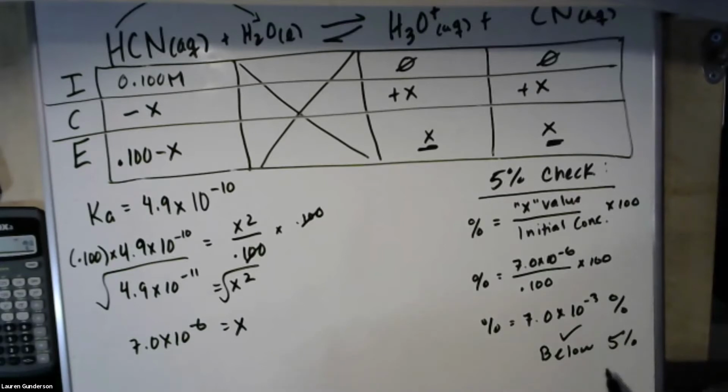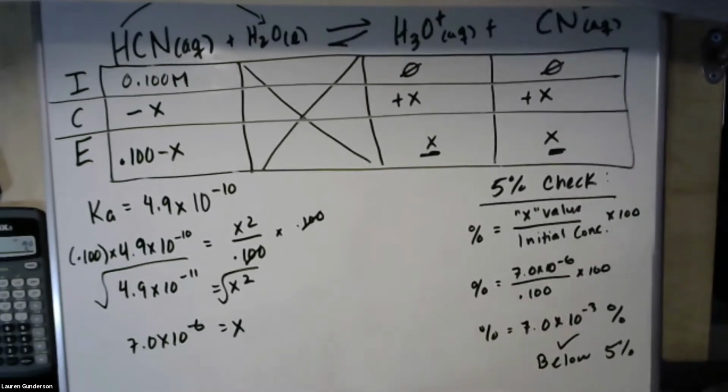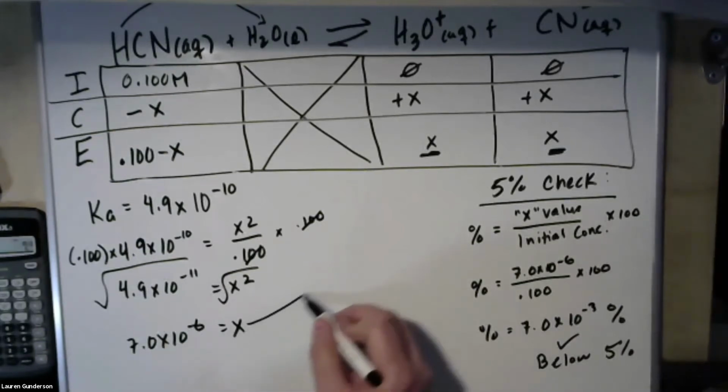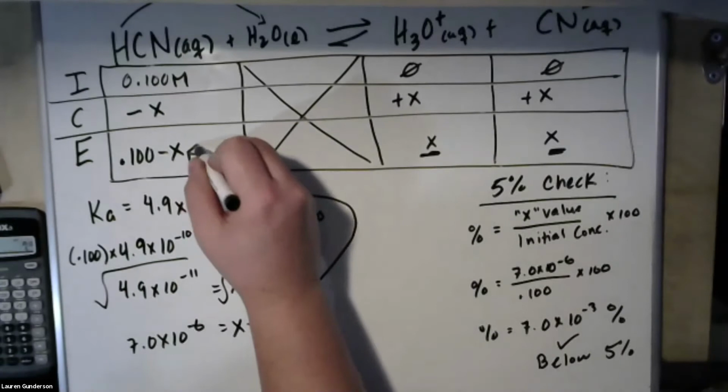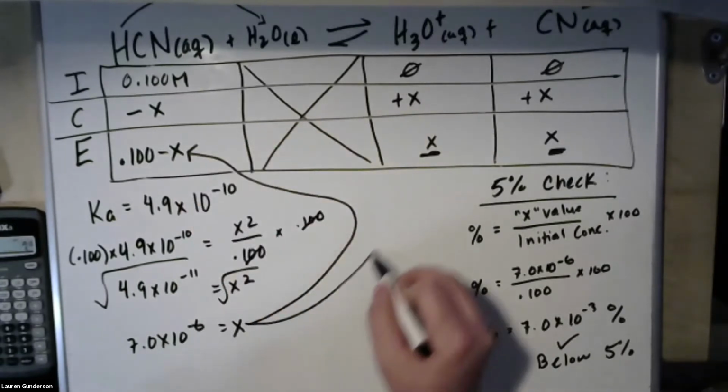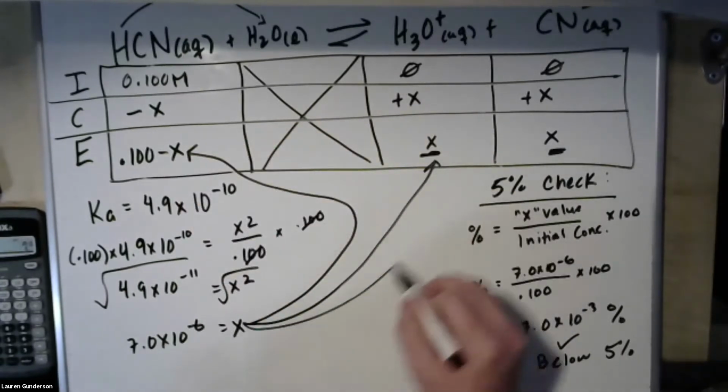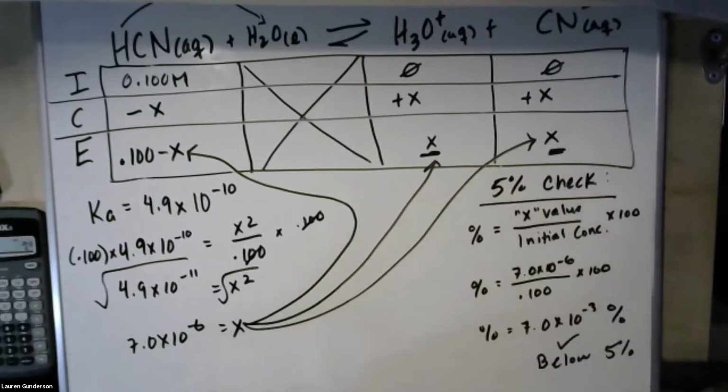Any percentage that's below 5% means that we're clear to use this for our x value. So now we go back into our equilibrium row, and everywhere that we see an x, we substitute this number in. We substitute that number in here. We substitute that number in here. We substitute that number in here.